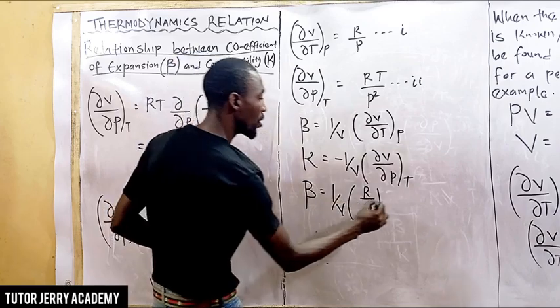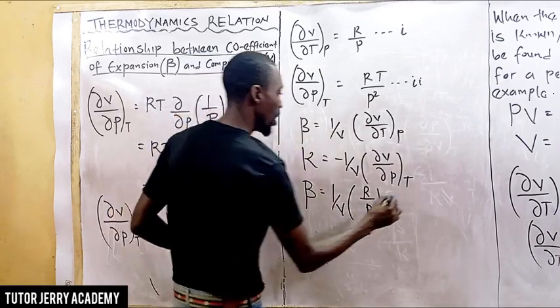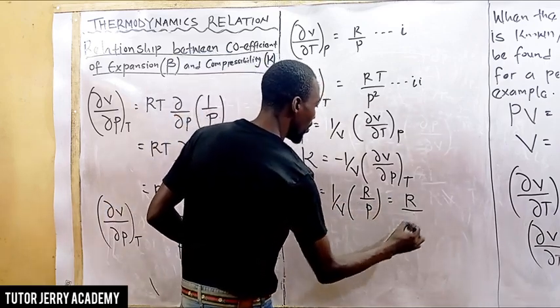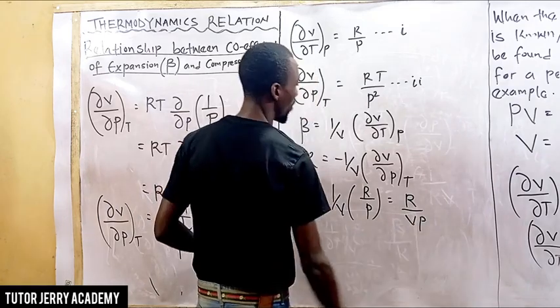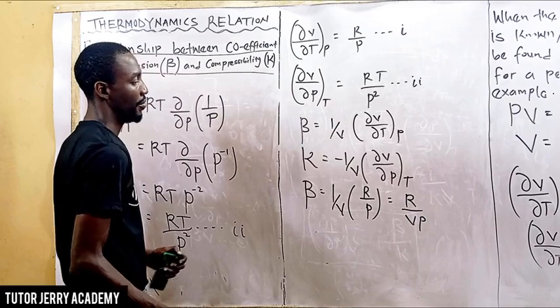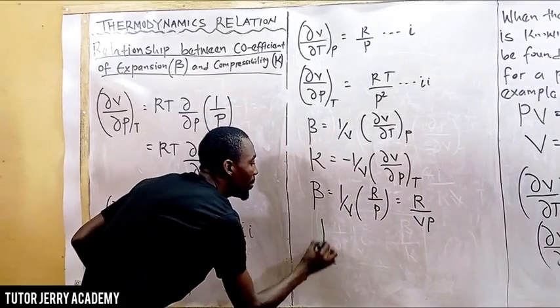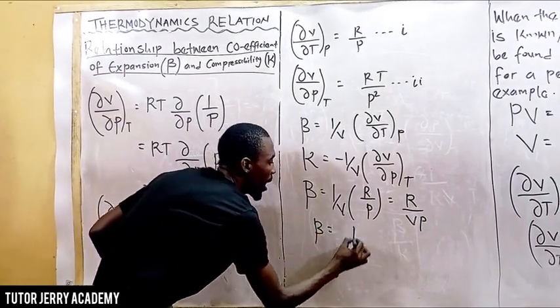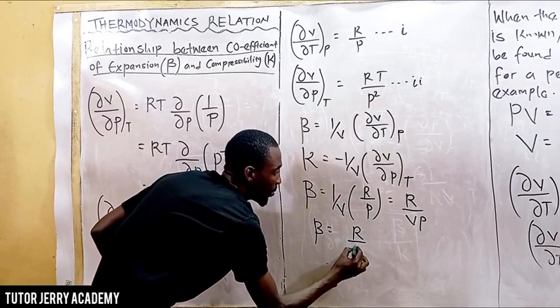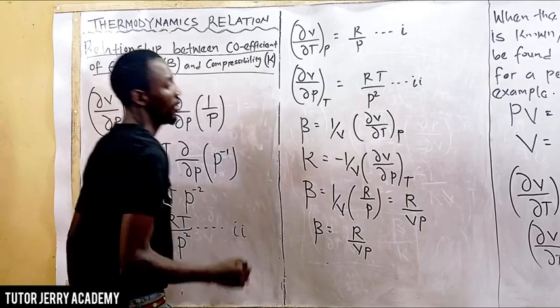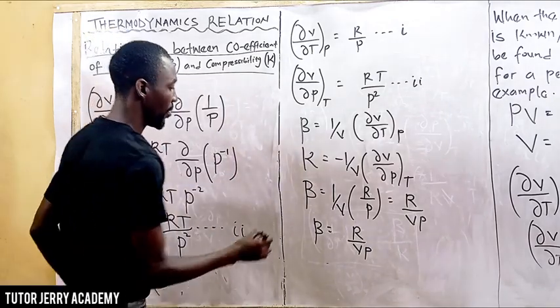Which is equal to R over what? VP. All right. R over what? VP. So we can therefore say our beta here is equal to R over what? VP. All right. So let's leave this for now.